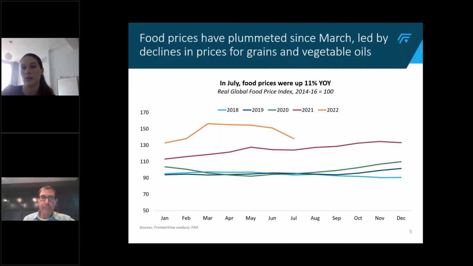And the decline there was driven by declines in prices for grains and vegetable oils, which was responsible for a lot of the increase before. And that's because Russia and Ukraine and Belarus supply are particularly big in global grains and vegetable markets, especially Ukrainian wheat and sunflower oil. And so you've seen a bit of an easing there.